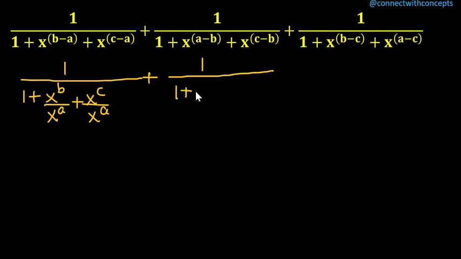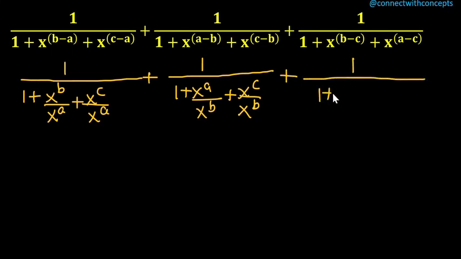1 plus x raised to power a by x raised to power b plus x raised to power c upon x raised to power b. For the third term, it is going to be 1 plus x raised to power b upon x raised to power c plus x raised to power a upon x raised to power c. Now 1 has no denominator, so I am going to put 1 and convert this into a rational number.